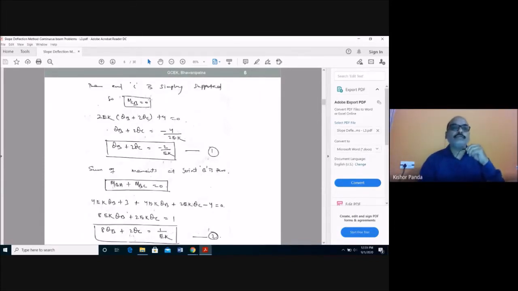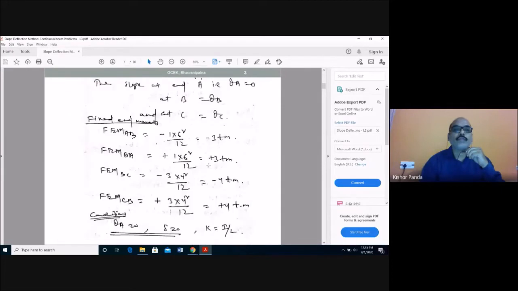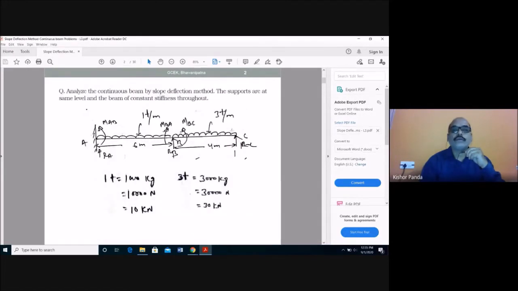Then you know what the joint equilibrium equation is. Here you see, this is a simply supported end. So what is the moment here? MCB is equal to 0. Then this is the joint, so the sum of the moment at the joint B is equal to 0. So this is MBA plus MBC is equal to 0.